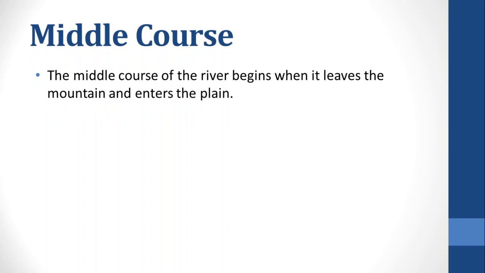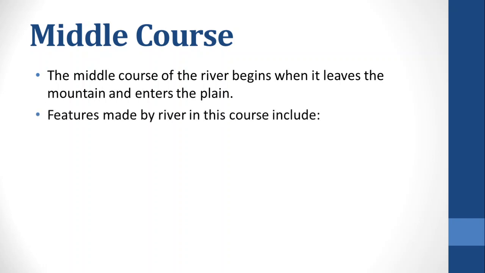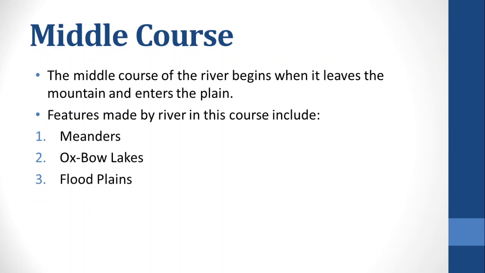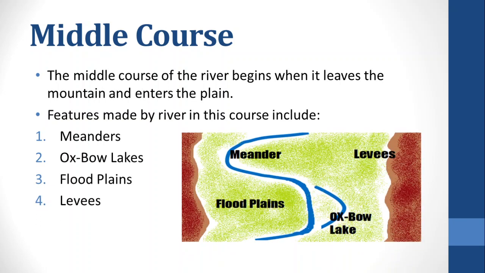Next, middle course. The middle course of the river begins when it leaves the mountain and enters the plain. Features made by river in this course include meanders, oxbow lakes, floodplain and levees. Meanders: the loop-like structure formed by a river in a plain is known as meanders.